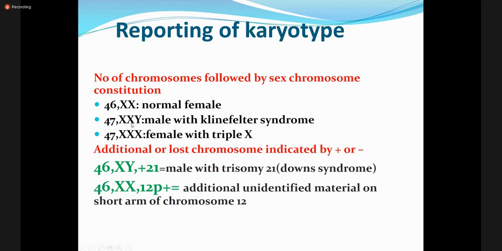46XXY. Y आ गया ना तो ये male है, and this is one extra X chromosome. This is male with Klinefelter syndrome. This is triple X, female with triple X. Additional or loss of chromosome is indicated by plus or minus. For example, 46XY plus 21. This is male with Down syndrome. This is a female with additional unidentified material on the short arm of chromosome 12. The short arm is p, long arm is q.